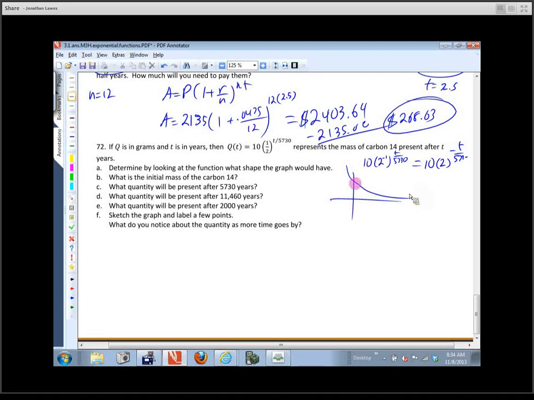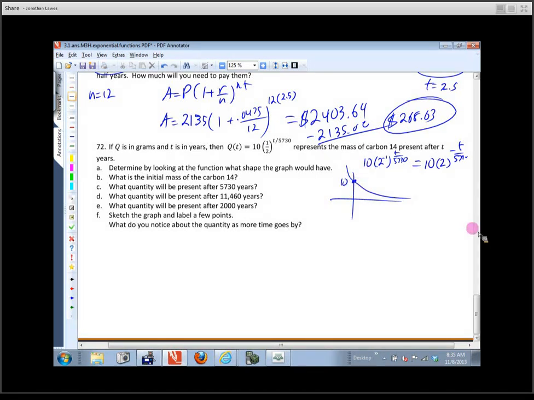Can anybody tell me where it crosses the y-axis, or in this case, the q-axis? What do you plug in to get the y-intercept? Zero. As ugly as this is, what if you plug in a zero? What's the base raised to the zero? A one. And then we times it by 10. So this starts at 10 and goes down.